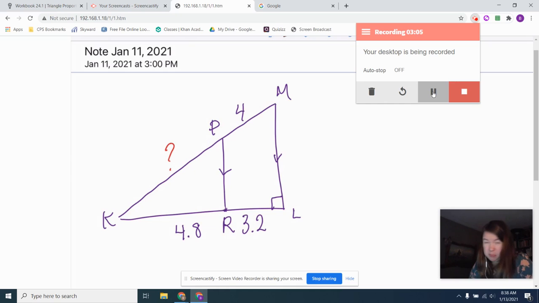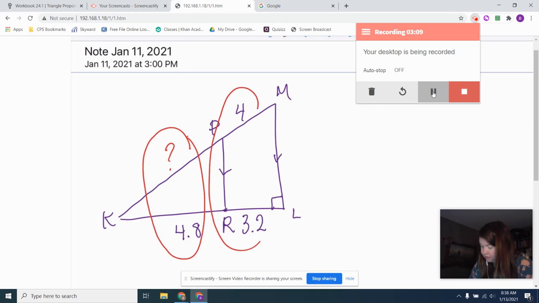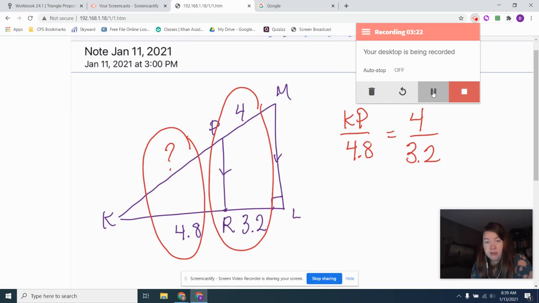So I have these proportions that are kind of already set up. There's one fraction and then there's the other fraction. So I could have the thing I want, which is Kp over 4.8 is equal to 4 over 3.2. So now I can solve that proportion.